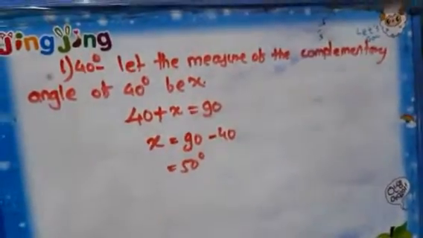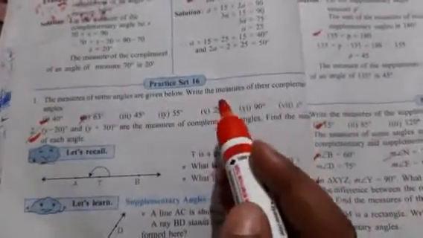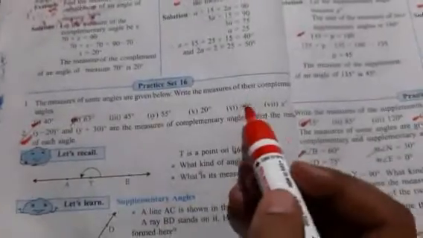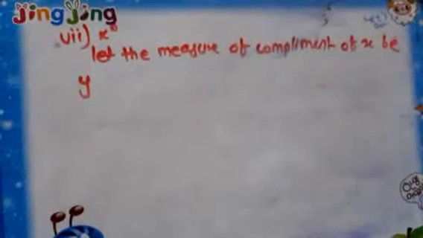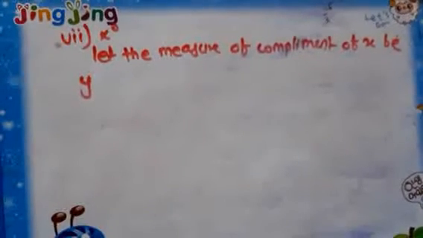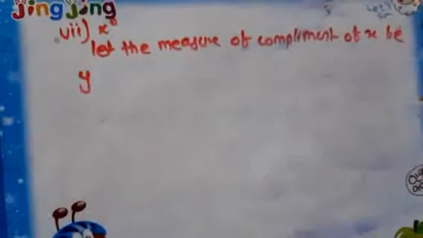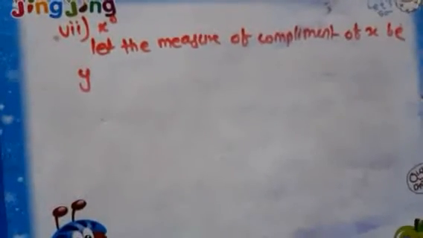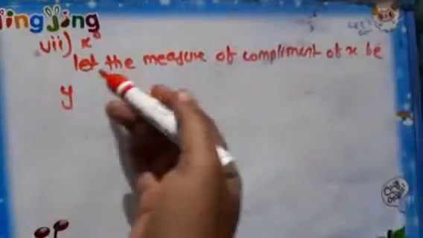So in this way, for all the remaining angles, you have to find the measures of their complementary angles. I am just going to do the last one. They have given one angle as x and we have to find the complement of x. As they have used the letter x, you can use another letter, any letter you like. Let the measure of the complement of x be y.